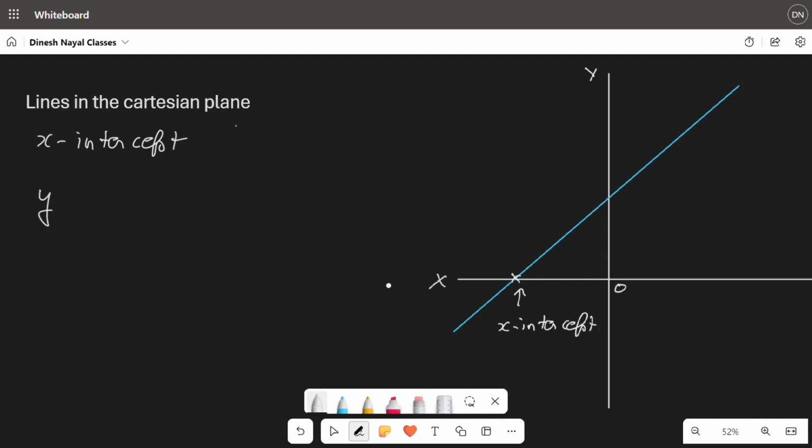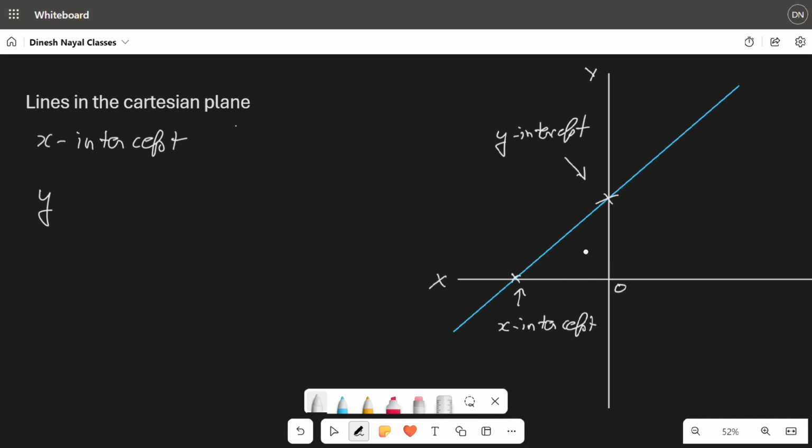The y-intercept of a line is the value of y where the line cuts the y-axis. As you can see, this blue line is cutting the y-axis at this point. So this is the y-intercept of the line.